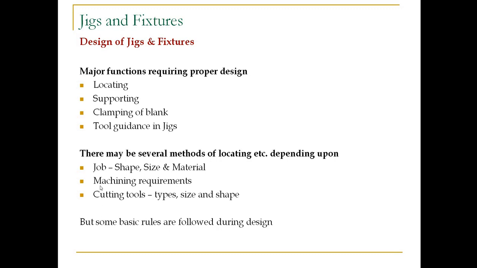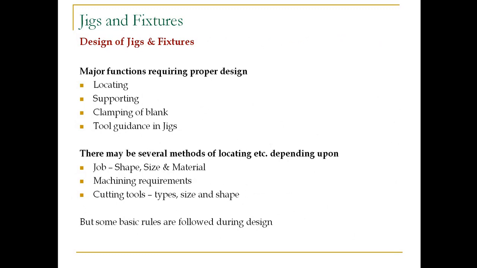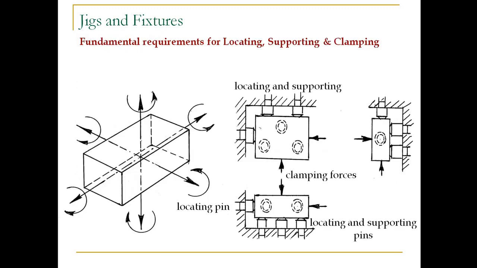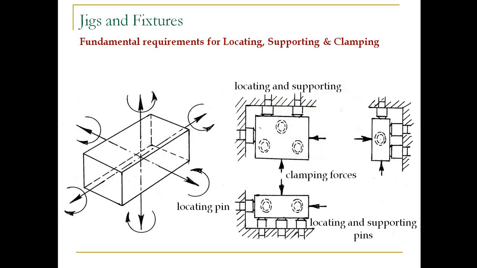But ultimately what you will have to keep in mind is, whenever you design jigs and fixtures, you will have to keep in mind the basic rules. So what are the basic rules? That is nothing but fundamental requirements for locating, supporting and clamping principles, right? And for that, ultimately this particular principle is the most important principle. That is nothing but 3-2-1 principle.